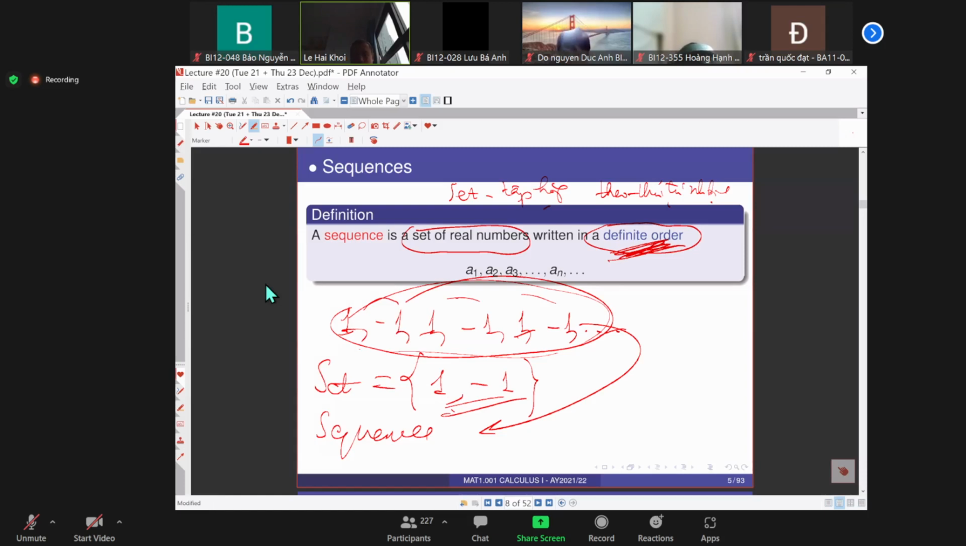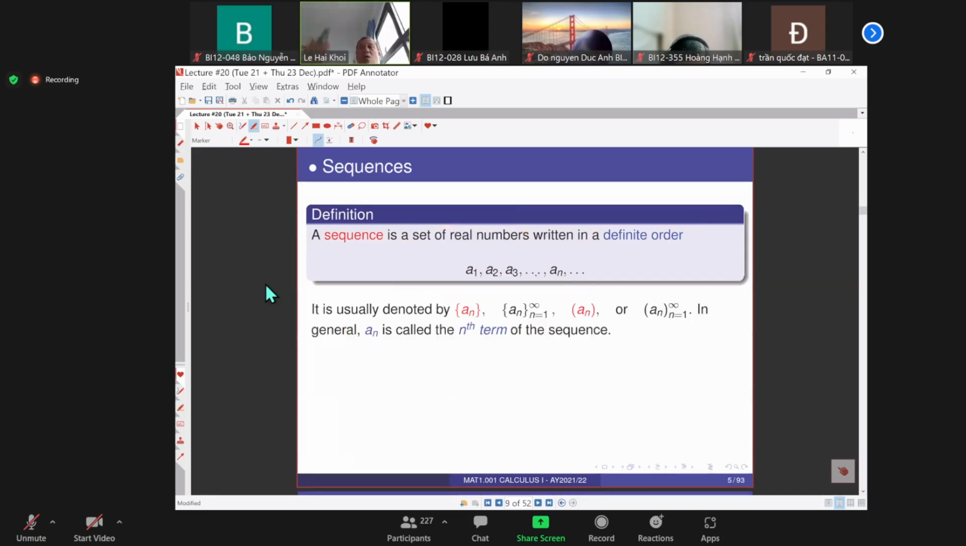Cho nên là sequence rất quan trọng là in a definite order. A1 the first term, A2 the second term, A3 the third term, An the nth term. Và các term này có thể bằng nhau. It doesn't matter. Nhưng mà thứ tự của nó là khác nhau. Ví dụ các em thi cùng một lúc có thể có nhiều người được điểm 10, nhiều người được điểm 20. Thì cái thứ tự đấy tôi có thể coi là người thứ nhất, người thứ hai, người thứ ba đến người thứ 10. Theo thứ tự ABC.